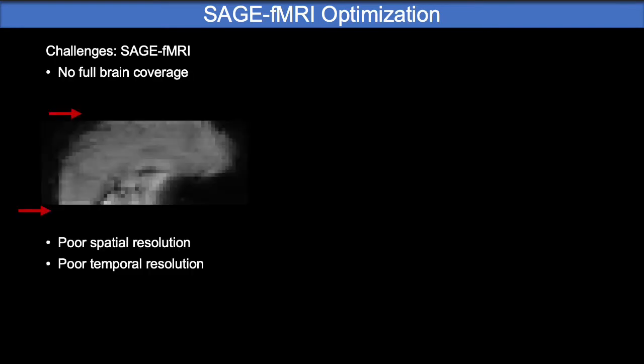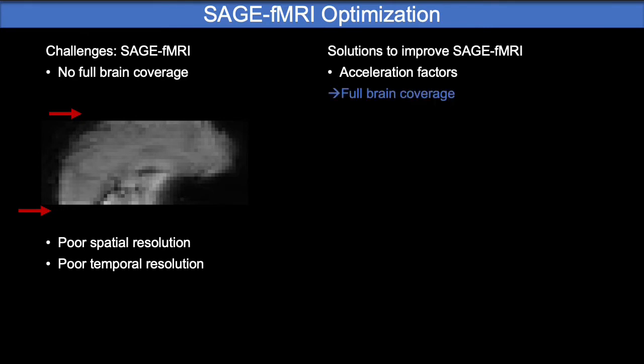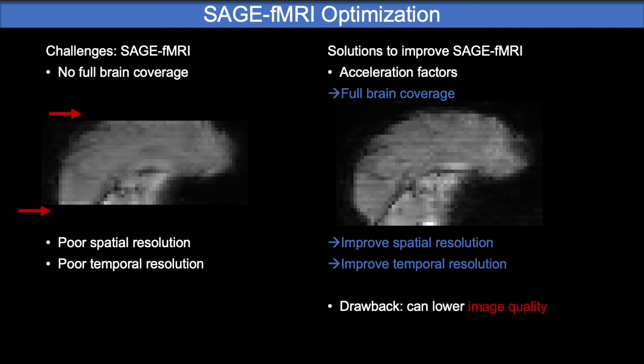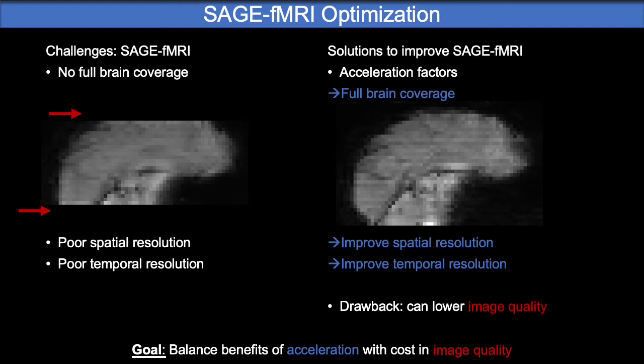SAGE fMRI presents its own challenges, namely inability to acquire full brain coverage and inadequate spatial and temporal resolution. To acquire full brain coverage and improve spatial and temporal resolution, we aim to identify the optimal SAGE fMRI protocol by testing combinations of multiband RF excitation and sensitivity encoding acceleration factors. By leveraging acceleration factors, we can acquire full brain coverage and improve spatial temporal resolution. However, implementation of acceleration factors can result in lower signal-to-noise ratio. Therefore, we aim to balance acceleration with image quality.